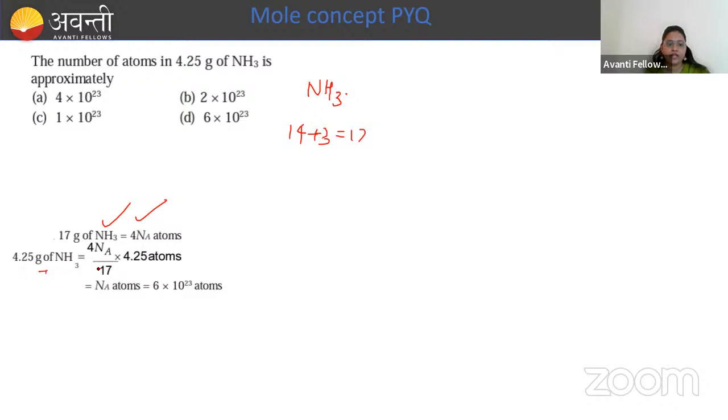So this much gram of NH3 will contain, divided by 17, multiply by 4.25, you will get the number of atoms here. So in this way, you need to calculate the number of atoms. Which is going to have the maximum number of molecules, which is going to have the maximum number of atoms. So this is all about mole concept. Okay, has everyone understood?